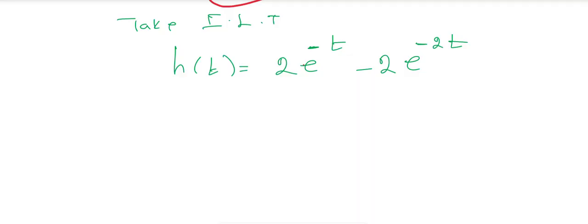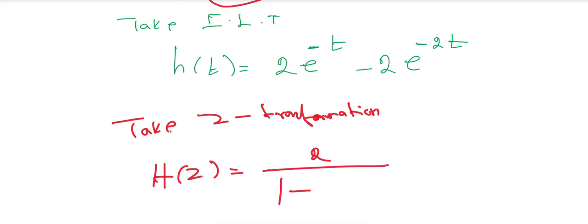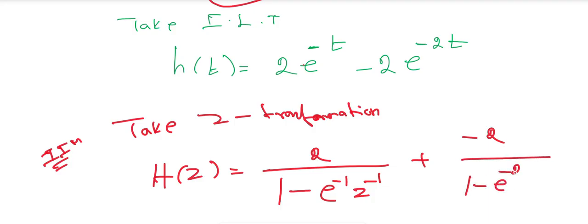Then take the z transformation. So H of z is equal to 2 divided by 1 minus e power minus 1 into z inverse, plus minus 2 divided by 1 minus e power minus 2 into z inverse. This is the impulse invariant method, using the transformation with e power minus aT.